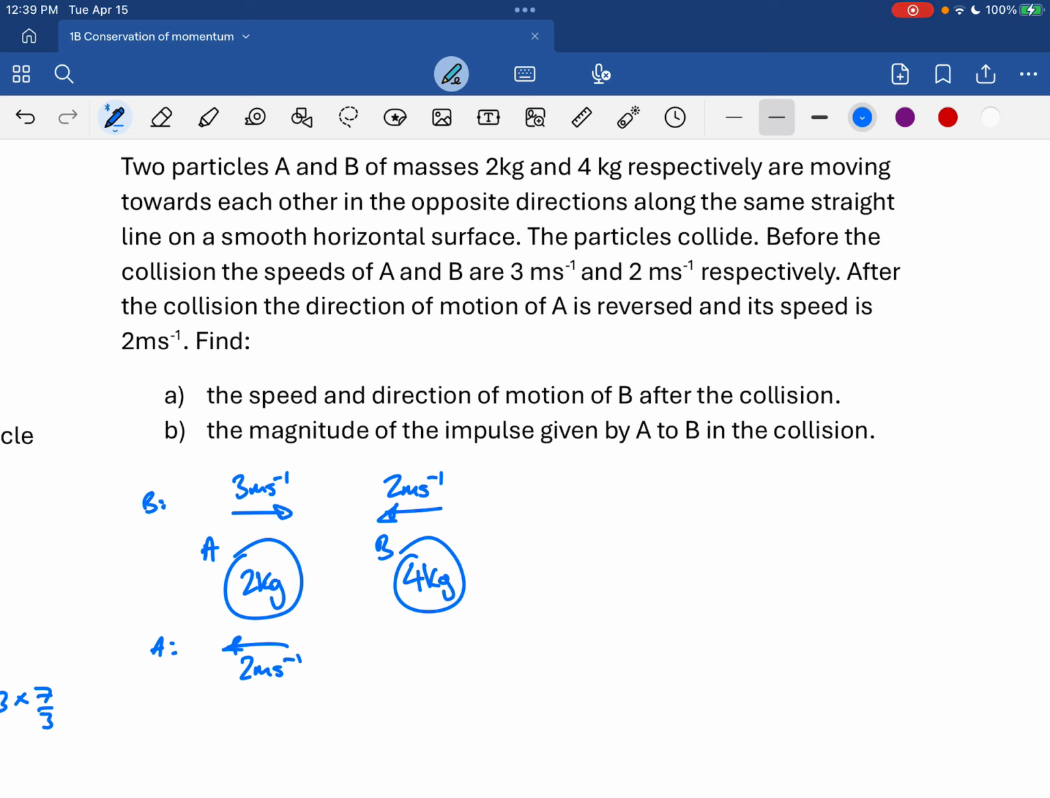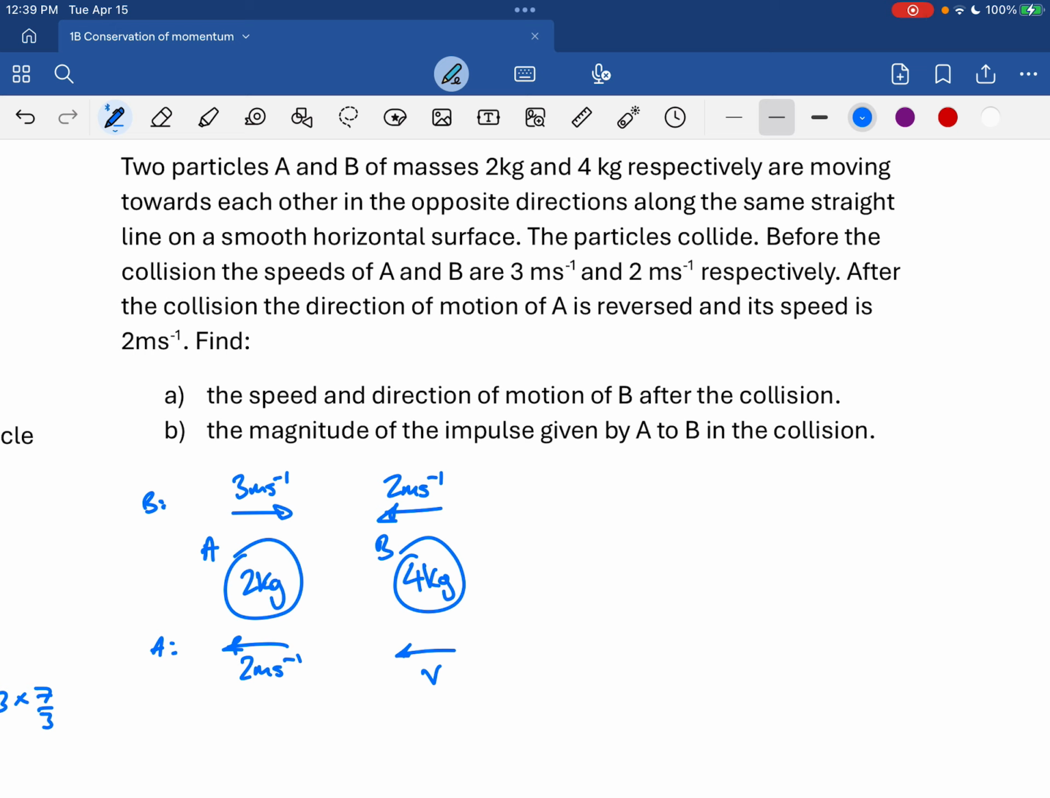We want to work out the speed and direction of motion of B after the collision. So the thing that we're missing from our diagram is what's happening to B. Is it, after it collides, does it continue moving left? Or does its direction also reverse and it bounces away from A? We don't know, and so you just take a guess really. You can try and take an educated guess if you like, but I'm going to just guess that it's moving left. I might be right, I might be wrong. The maths will tell us, just like it did with the previous question.